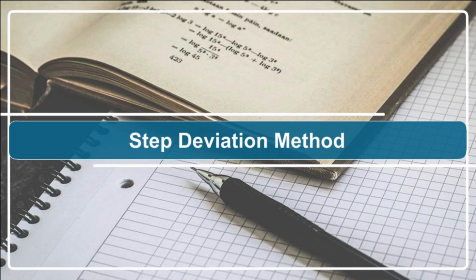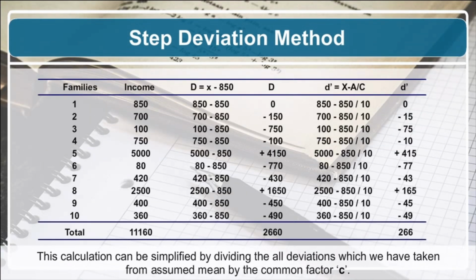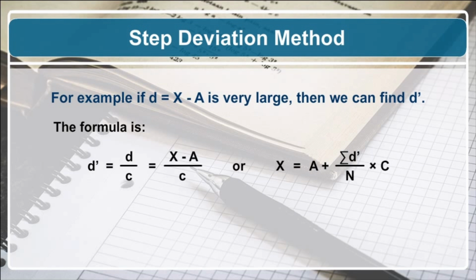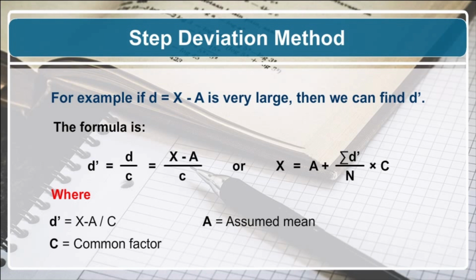Step deviation method. This calculation can be simplified by dividing all the deviations taken from the assumed mean by the common factor c. For example, if d is equal to x minus A is very large, then we can find d dash. The formula is d dash is equal to d upon c is equal to x minus A upon c, or x bar is equal to A plus summation d dash upon n into c, where d dash is equal to x minus A upon c, c is equal to common factor, A is equal to assumed mean.